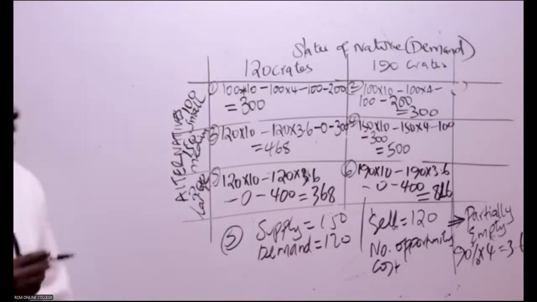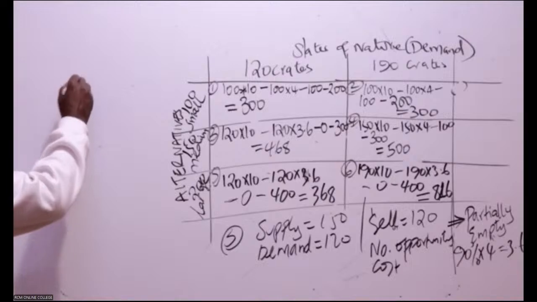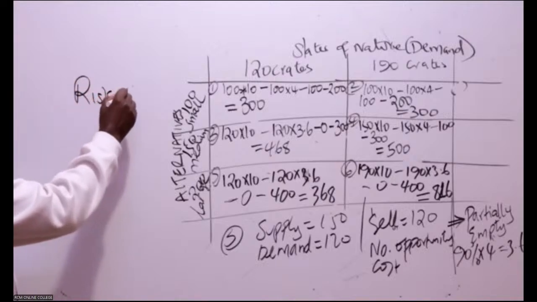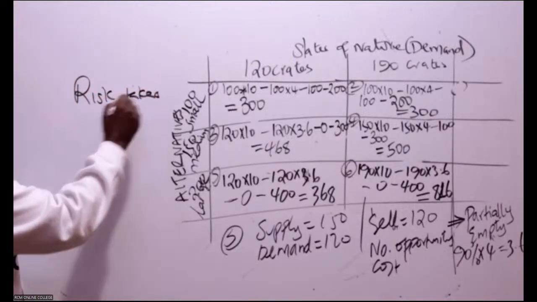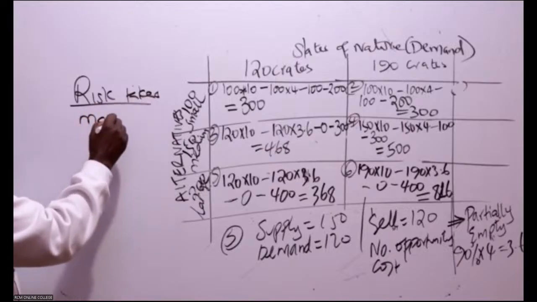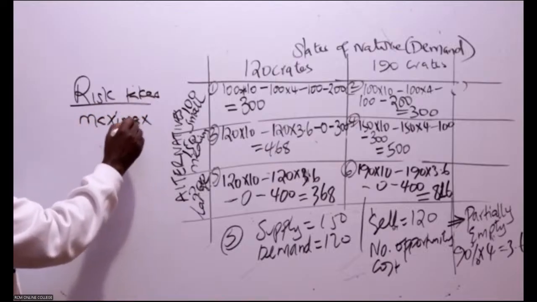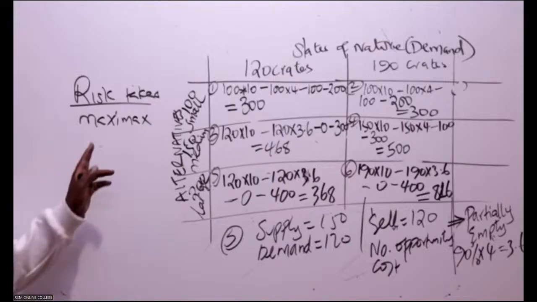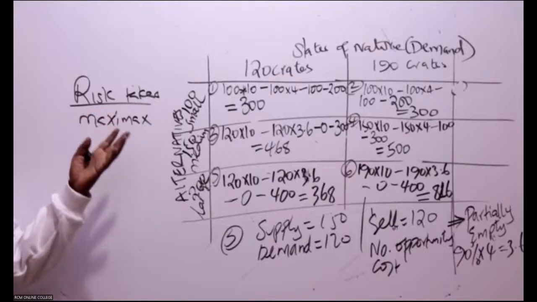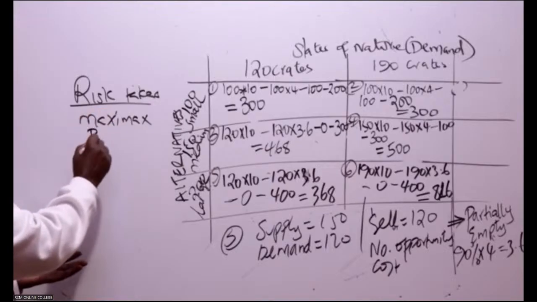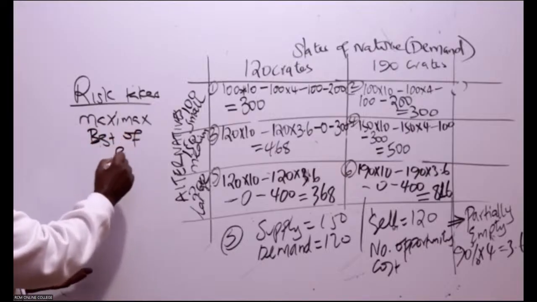So we start with risk takers. Risk takers, advise them using maxi. Remember maxi, ladies and gentlemen, this stands for maximum of maximums. Best of the best.